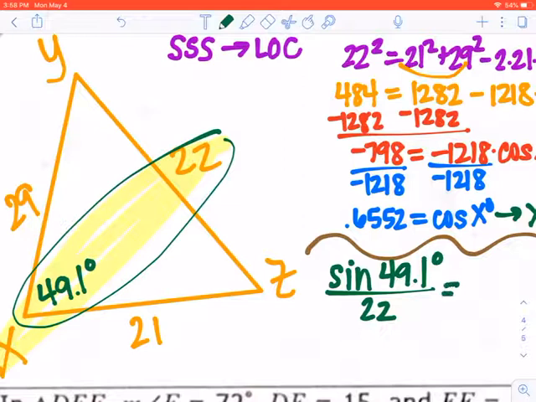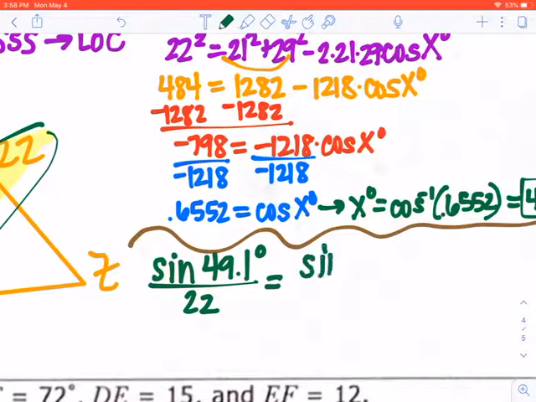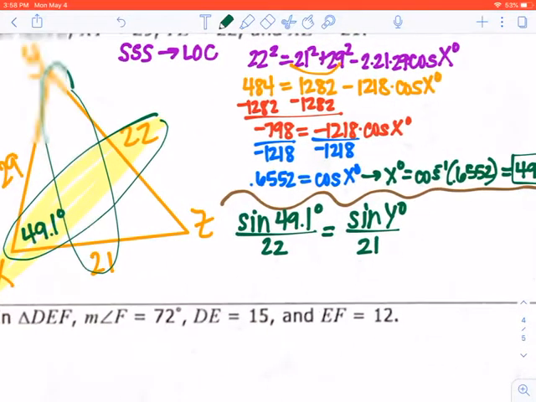Once you do a law of cosines, after that, you should be able to use a law of sines. So it's sine, and I'll use that 49.1 degree angle that I just found over 22. That's the angle side pair. And it'll equal, if I do y, it'll be y and 21. So sine of angle y over 21. Okay? And then you can cross multiply to find y.